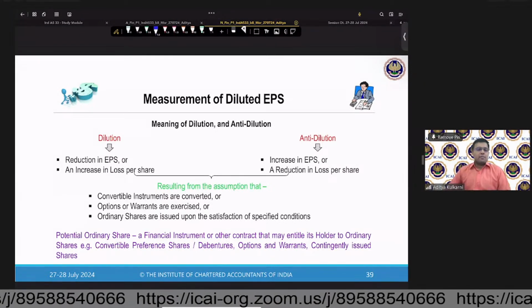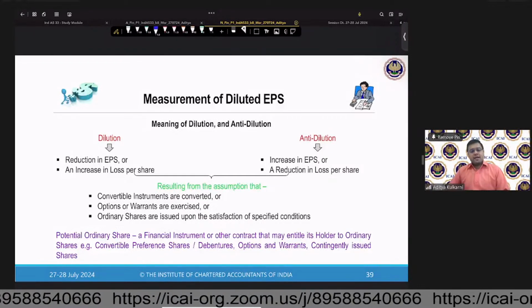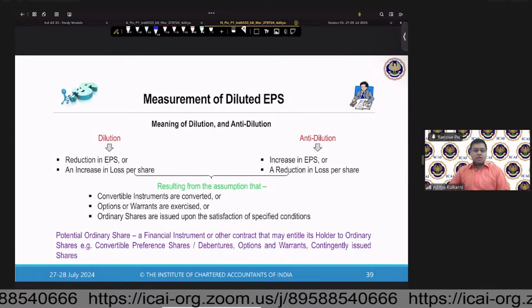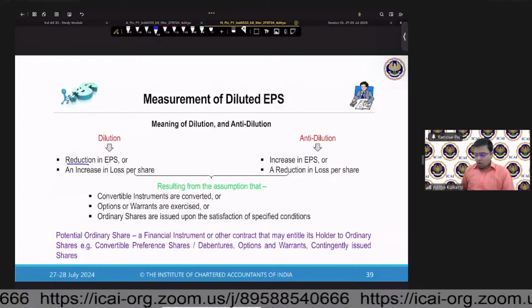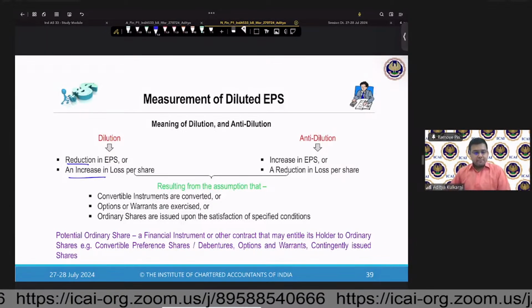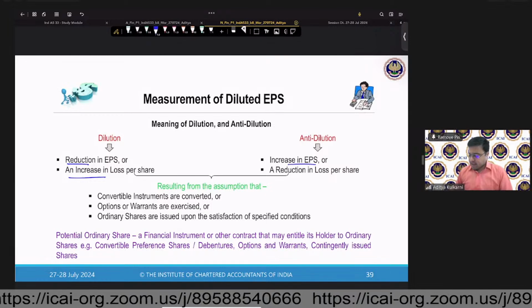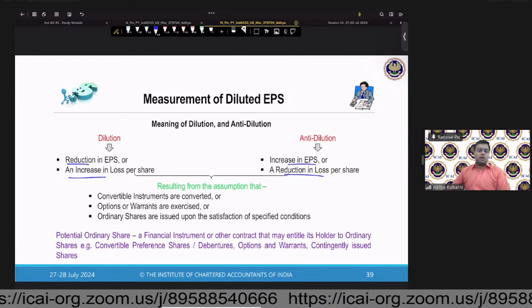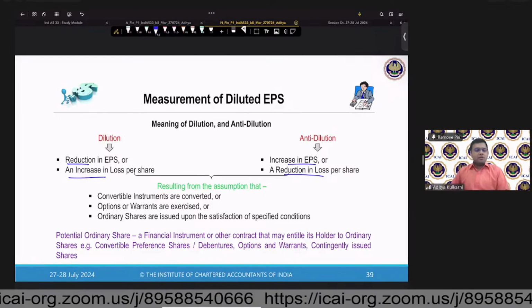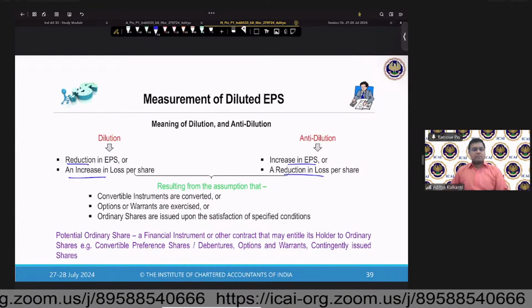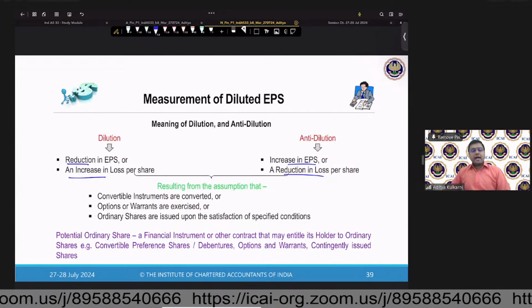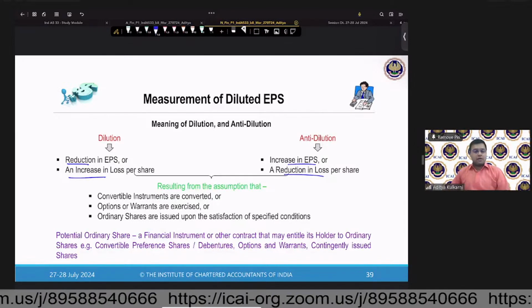So when I talk about dilution, there is obviously an opposite, anti-dilution. So dilution means a reduction in EPS or an increase in loss per share. Anti-dilution means an increase in EPS or a reduction in loss per share. So what is important for us to understand is it is only the diluted numbers which will be reported. In case there is any anti-dilution, we are not going to report that.